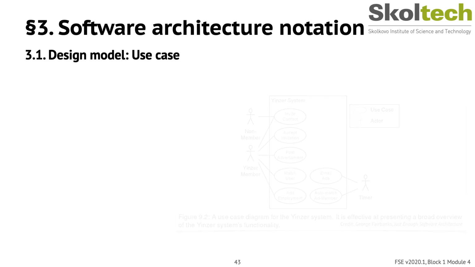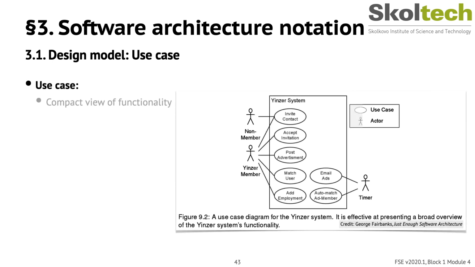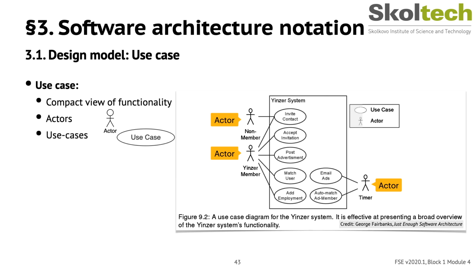A UML use case diagram provides a compact graphical overview of the functionality of the system and the actors and systems that interact with it. This figure shows a job advertisement system, several use cases, and member, non-member, and timer actors that use the system. In this example, the timer actor is special and indicates that some use cases run at particular times each day as system internal jobs. The use cases are high-level functional descriptions of the system, like inviting a contact or accepting that invitation.